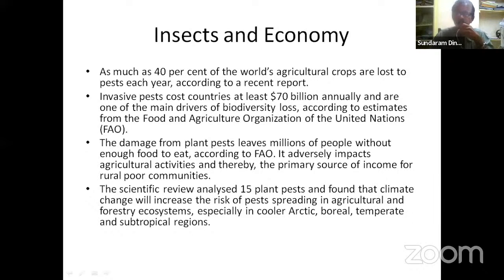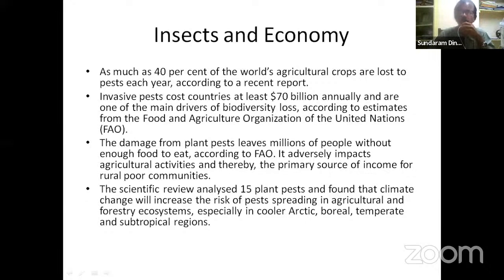See, there are some trips. They may travel from South China to North India, Northeast India. They may travel such a long distance and cause severe damage to agricultural crops. The FAO, Food and Agriculture Organization, estimated a loss of at least $70 billion annually. So we are incurring a loss of about $70 billion annually. That is a report given by the United Nations FAO.